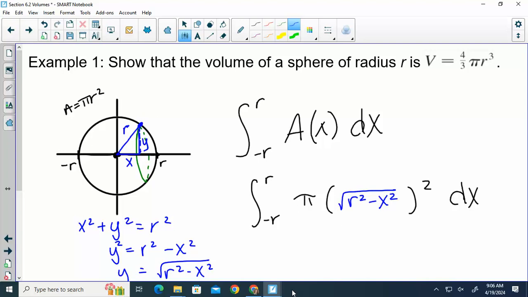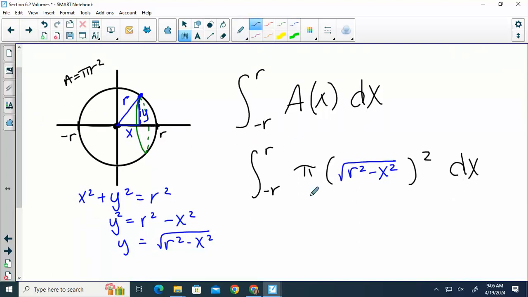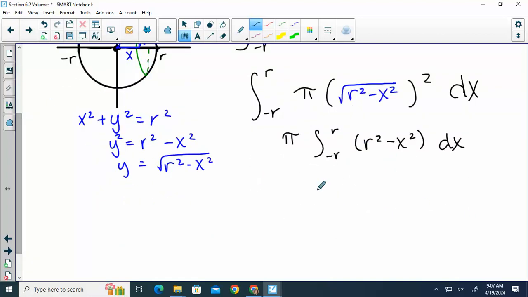The hard part of these is the setup. What we've just done is the difficult part. Now we should be able to integrate. If we have a square root and a square, what happens? They cancel. I could pull my pi out in front, it's just a coefficient. So we have pi times the integral from negative r to r of r squared minus x squared dx. Okay, x is the variable.